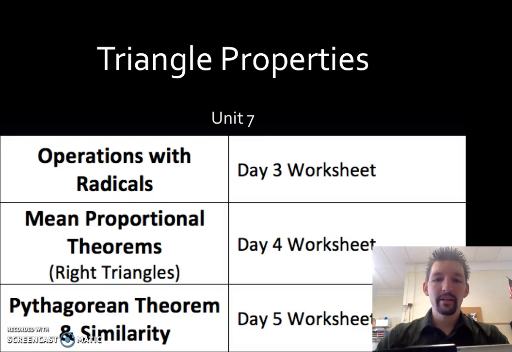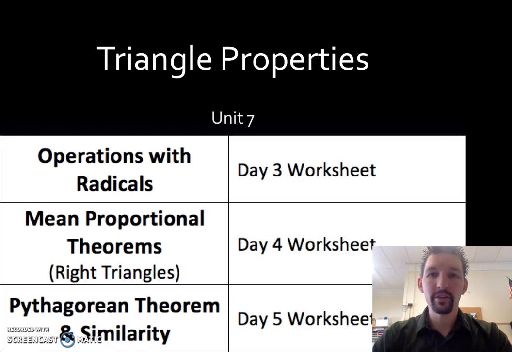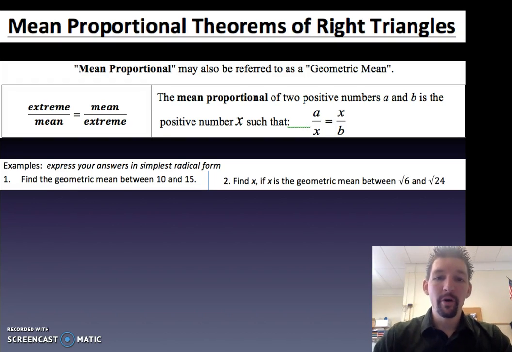So we are going to be looking at the fourth day of Unit 7, which is triangle properties, and we're talking about what's called the mean proportional theorems. And this has to do with right triangles, and we draw an altitude from the right angle down to the hypotenuse. So the mean proportional can also be referred to as the geometric mean.